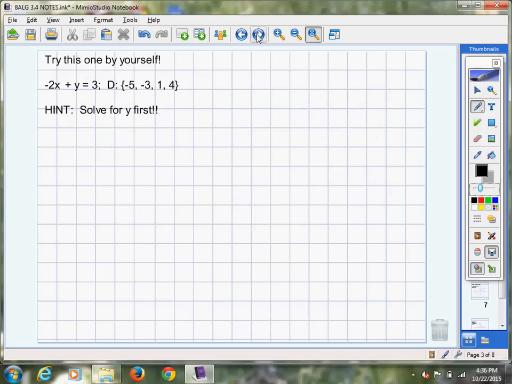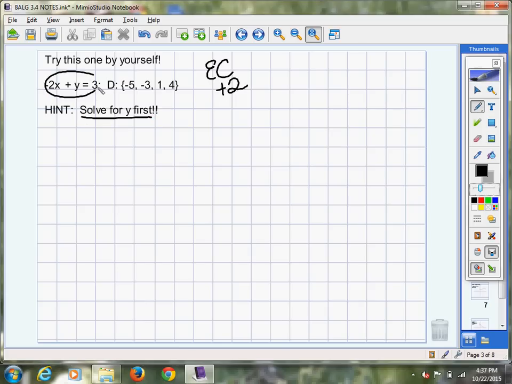All right, let's flip to the next page. This is one I want you to try by yourself. This is going to be extra credit. I'm going to give you 2 points if you carry it through to the end. What I'm looking for, you need to solve for y first. You definitely need to do that first.